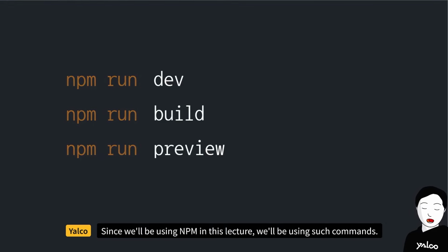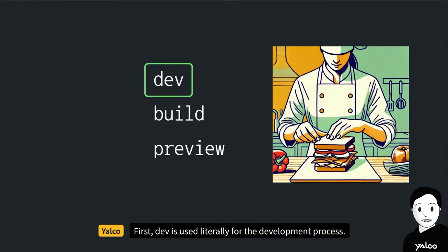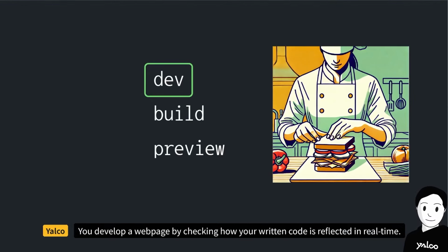Since we'll be using npm in this lecture, we'll be using such commands. Now let's understand each of these commands by comparing it to the process of developing a sandwich menu. First, dev is used literally for the development process. Just like trying out various stuff in your sandwich and tasting while developing the menu in your kitchen, you develop a web page by checking how your written code is reflected in real time.